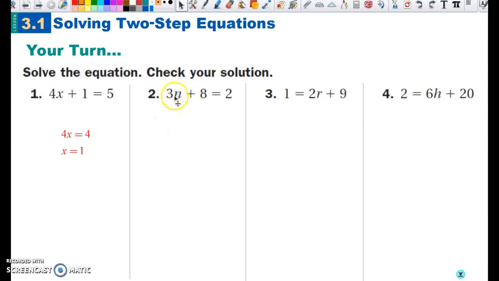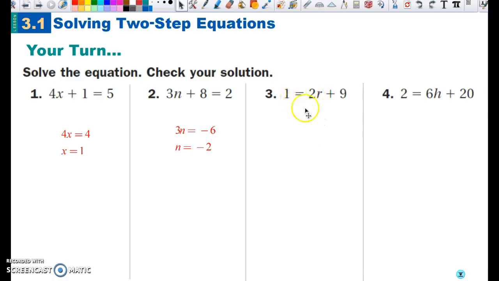On number 2, you have 3n plus 8 equals 2. Well, first, you should know to subtract 8 from both sides. You should have 3n equals negative 6. Then, after that, you must divide both sides by 3. n is negative 2.